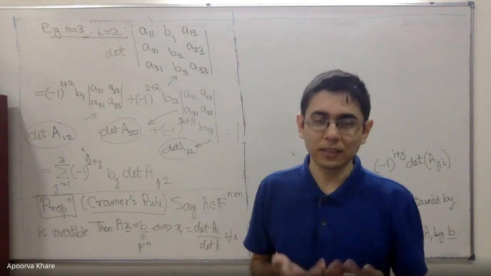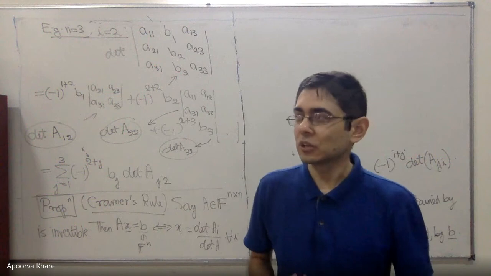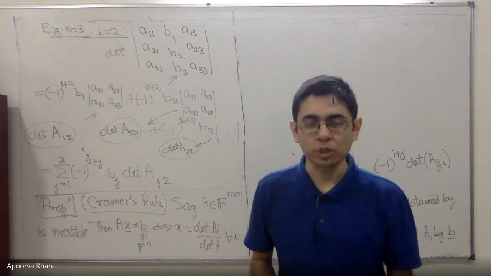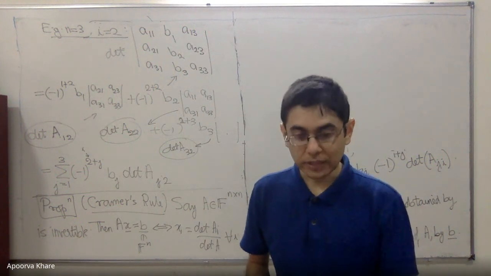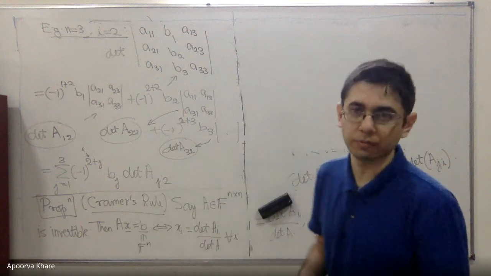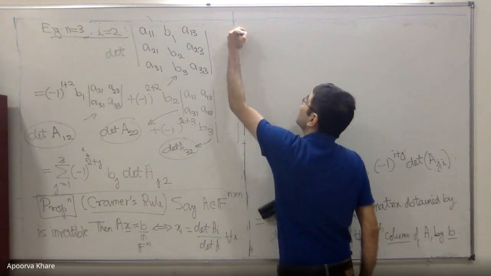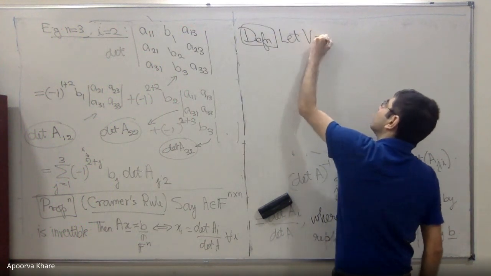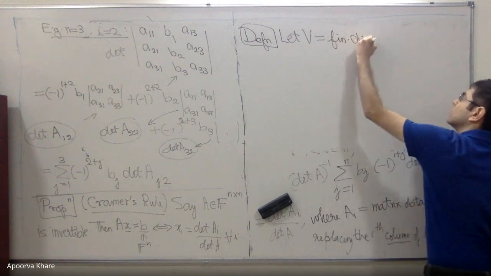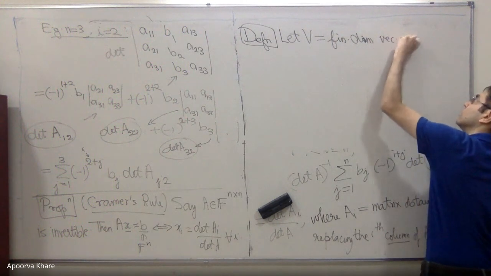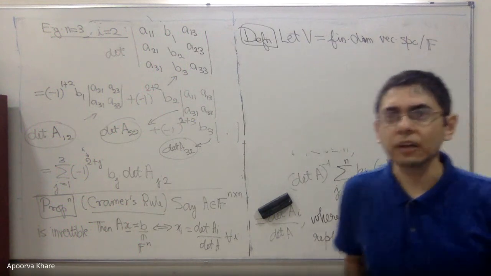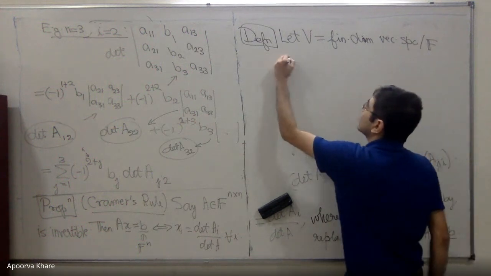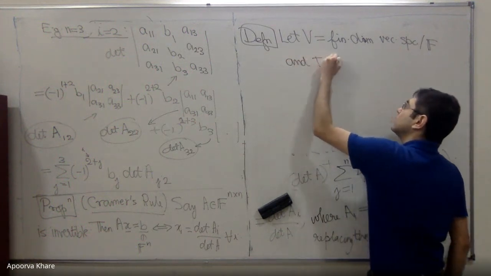And then you can again ask, does the notion of a determinant make sense? It turns out remarkably that it does, and for a very simple reason. Let me tell you the notion of a determinant for a general finite dimensional vector space and a general linear transformation. So definition: let V be a finite dimensional vector space over a field F, and T belongs to L(V).